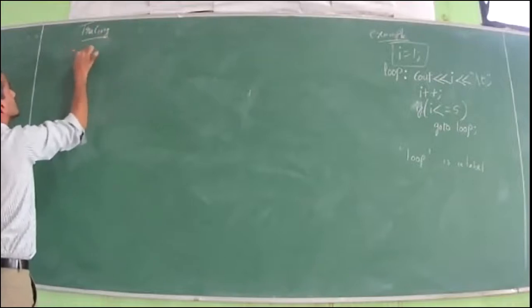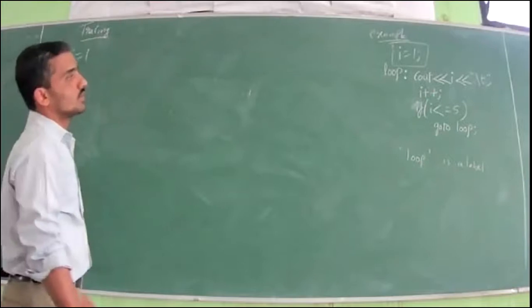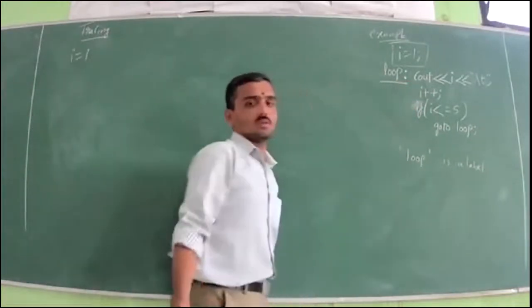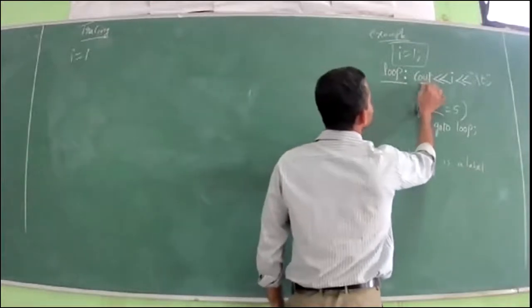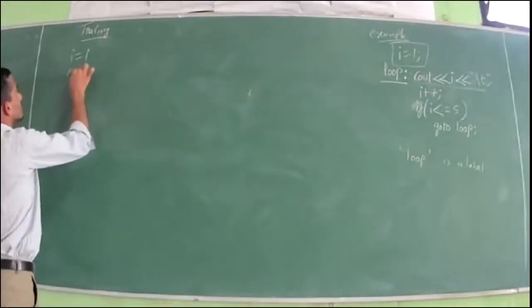So i is equal to 1, so that particular statement is executed. Then you see what is presented. The word loop is not printed on the screen. Whatever statement is present after the colon, that will be considered. So what is that statement? That is cout i.